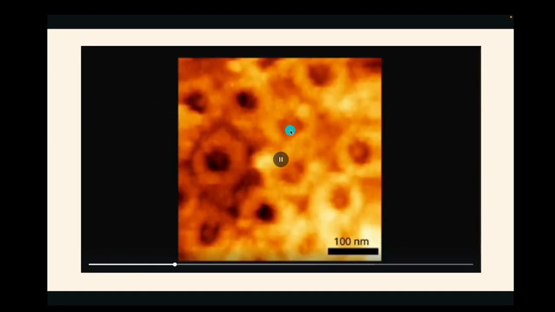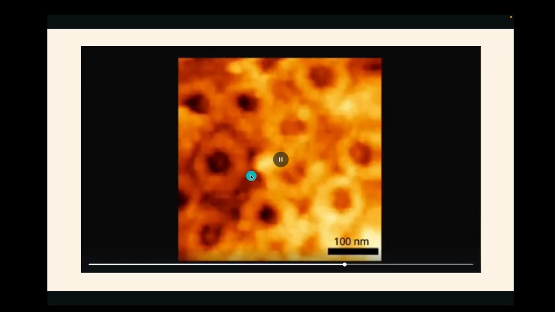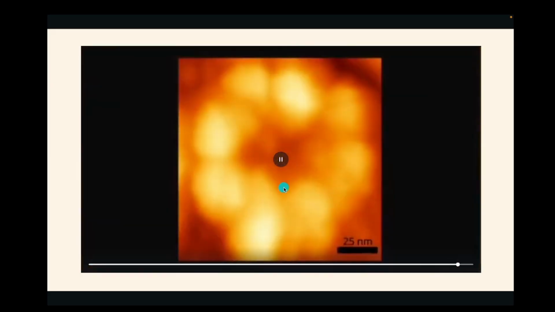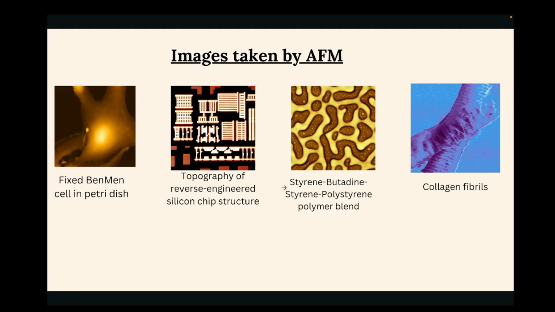This is an image taken by the AFM. This is the image of a nuclear pore. You can see that this is black. This is a nuclear pore, which is recorded and captured by the AFM.